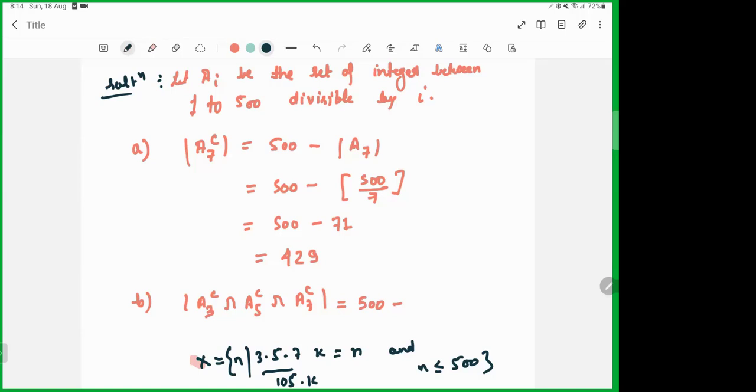Yes, they are basically the same. A3 complement is numbers which are not divisible by 3. A5 complement is numbers which are not divisible by 5. A7 complement is numbers which are not divisible by 7. So I'm taking their intersection. So this should be the same thing.